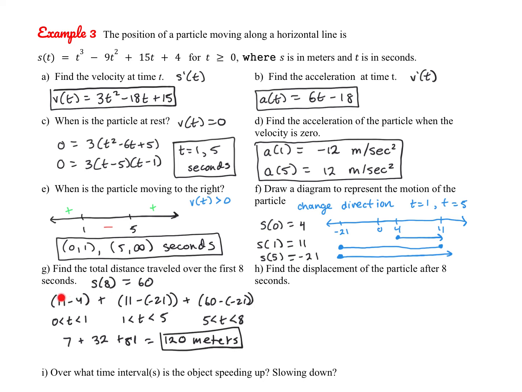And I do want to remind you, when we're finding a measurement for distance, it's always going to be positive. So if we did negative 21 minus 11, we would just take the absolute value of that to ensure that all of our distances are positive.